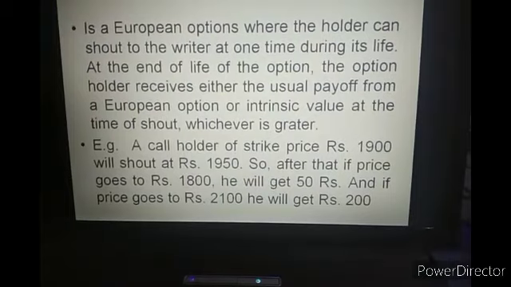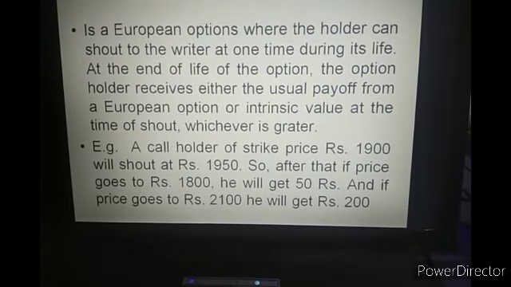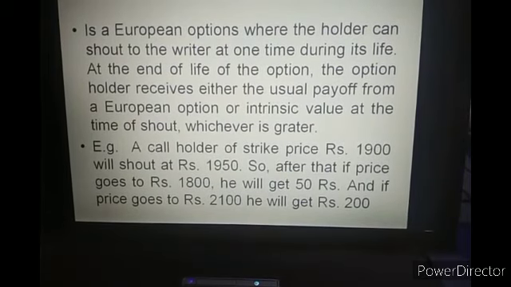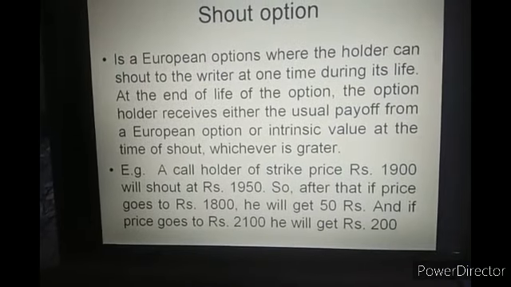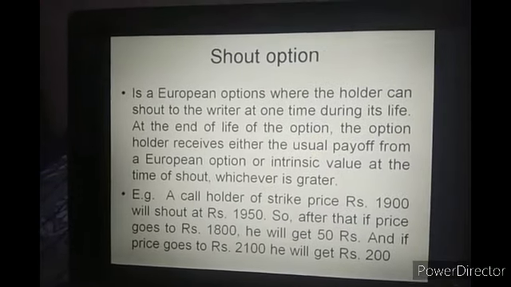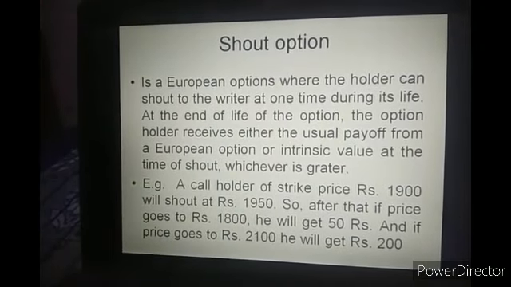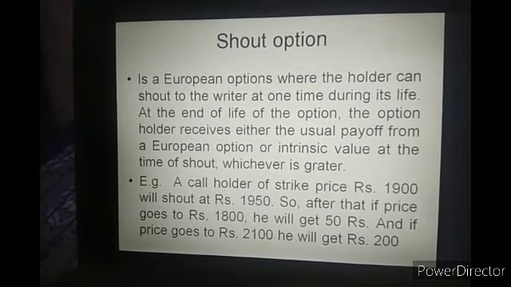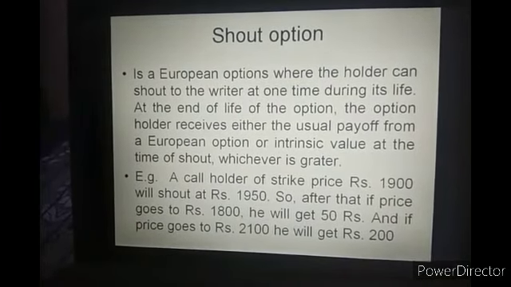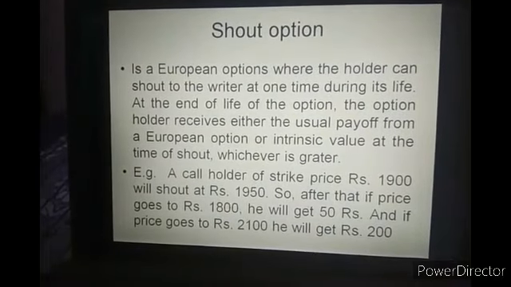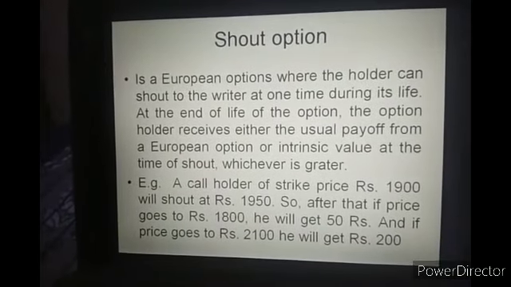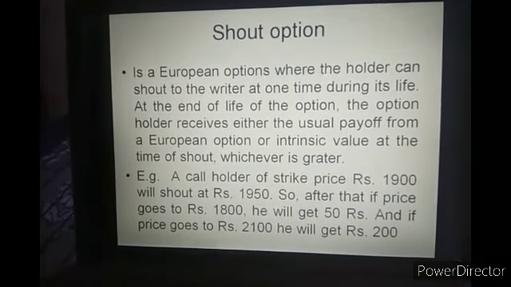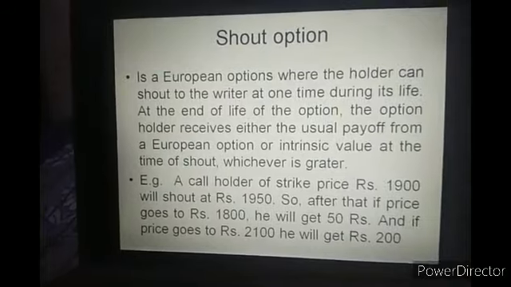But suppose the price goes above 1950 and closes at 2100, then he will get the overall profit, that is 2100 minus 1900, that is 200. So this is known as a shout option. Here you just have to shout, and at whatever price you shout, that fixed payoff you will receive. And if the price goes above that, then you will get the additional profit. Now the same thing is applicable in a put also, but I give the majority of examples in the form of a call because it is very easy to understand.